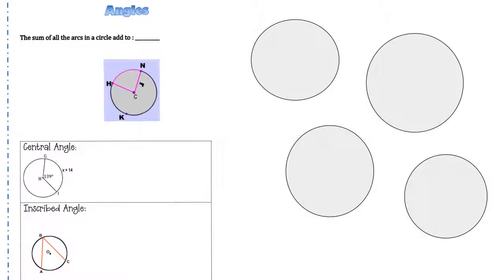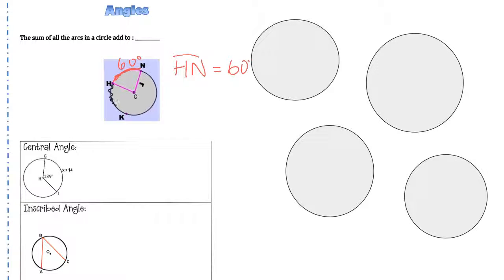Today we're going to be talking about central angles as well as inscribed angles. So first, let's just talk about arcs really quickly. Yesterday we learned an arc is a piece of the circumference. So in red here I have arc HN, and let's just say it's 60 degrees. So we measure arcs in degrees just like angles.